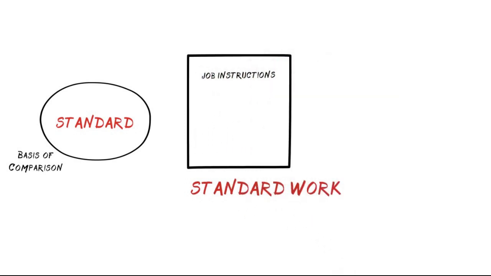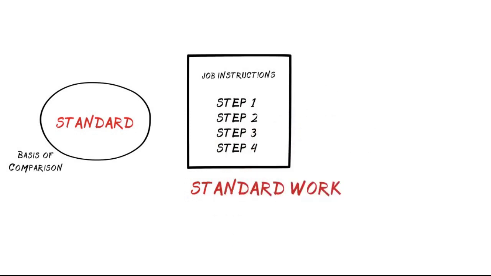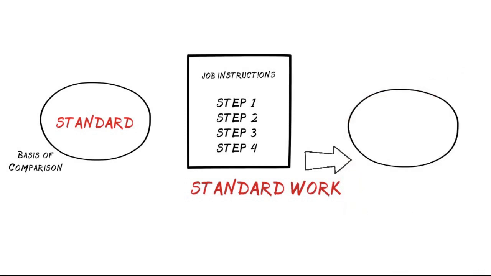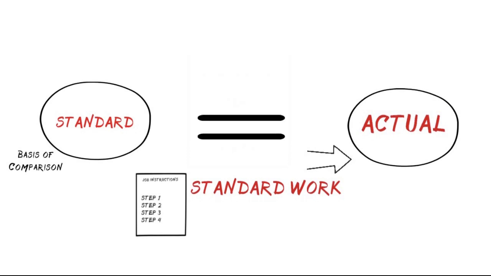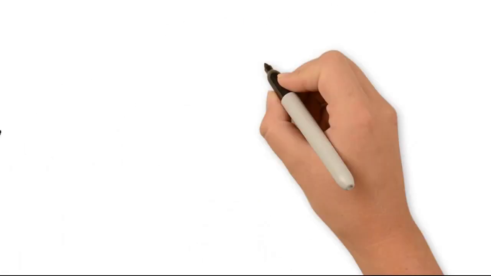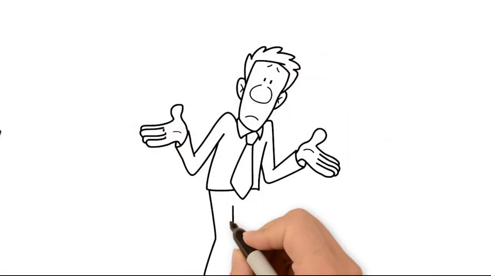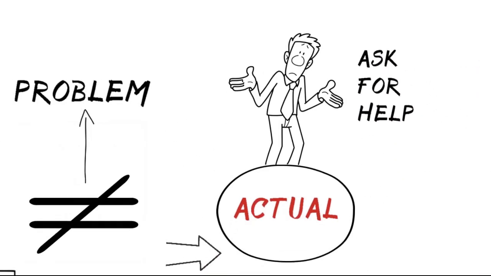Lean thinkers believe that if you establish and follow standard work, specific job instructions and methodology, one's process should produce the expected outcome or actual that is equal to the standard. But we know that things don't always work the way they are supposed to. And when we get an actual that does not equal the standard, we have a problem. When we have a problem, what should the people that are doing the work be able to do? They should be able to ask for help.